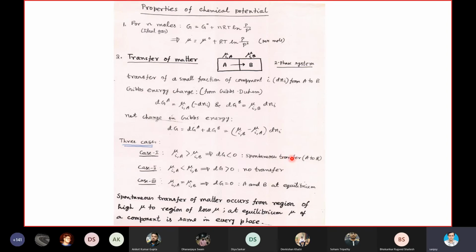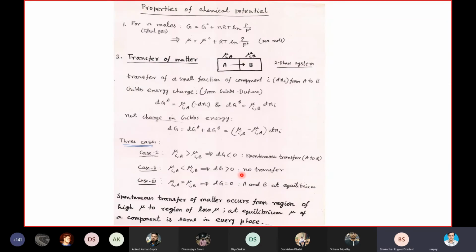Okay, so therefore, in such a case, there will be the transfer of matter. What we started, that matter transfers from A to B, that will be a spontaneous transfer. So that means for matter to transfer, the chemical potential of the starting phase must be greater than the chemical potential of the destination phase. Okay, so if this is the case.